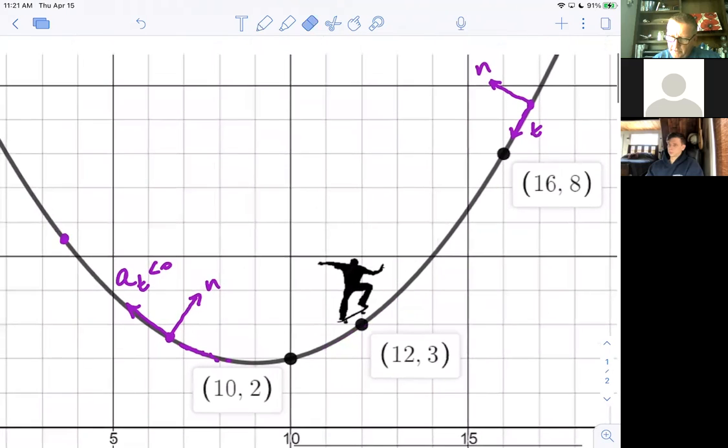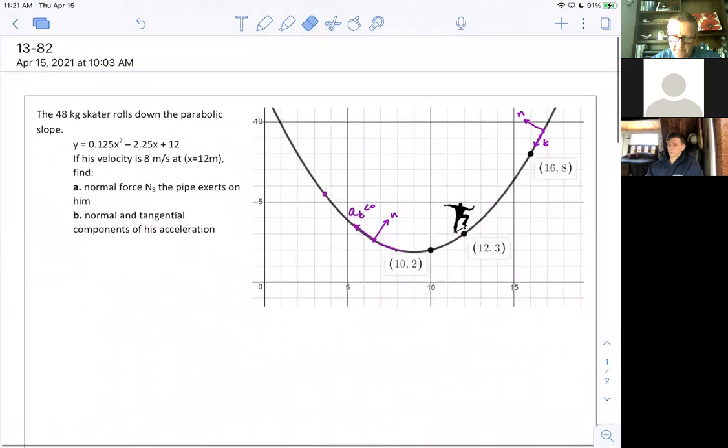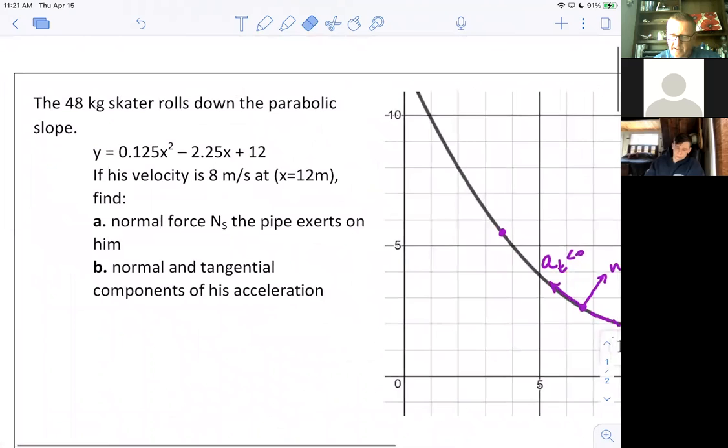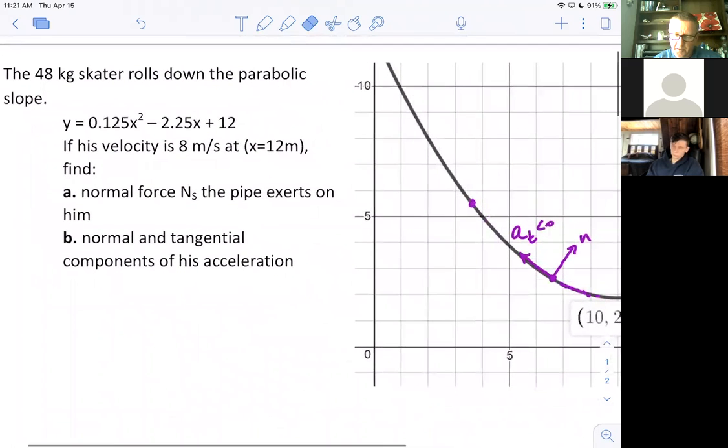So, anywho, what's this problem asking? The 48 kilogram skater rolls down the parabolic slope. Oh, look, we're given an equation for it.